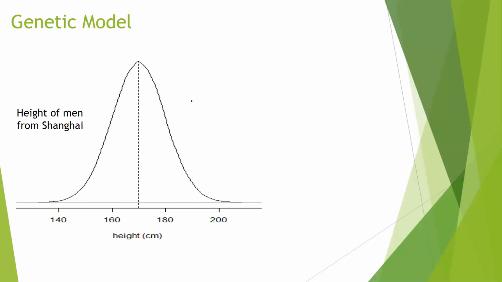Okay, so let's look into the genetics in Yao family. So Yao Ming actually came from Shanghai, China. So this is the distribution of the human heights. This is the distribution of the heights in Shanghai, in Shanghai men, all the men in Shanghai. All right, the average is about like 170 centimeter.